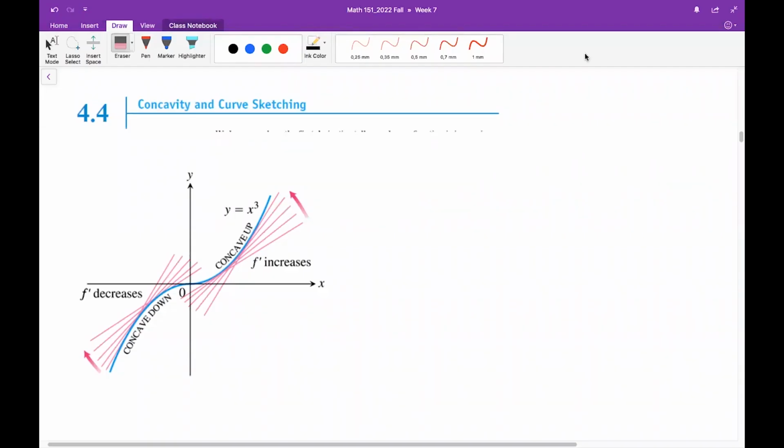Hi everyone, this is lecture video 23 and we will be covering concavity and curve sketching in this section. As you remember, we have seen how the first derivative tells us where a function is increasing and where it's decreasing, and also whether a local maximum or a local minimum occurs at a critical point.